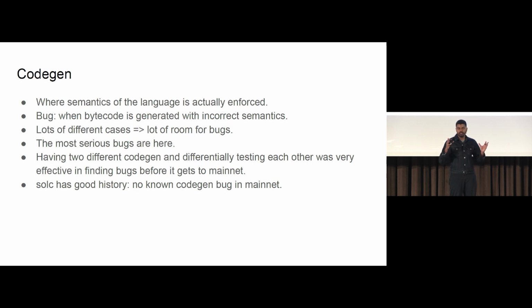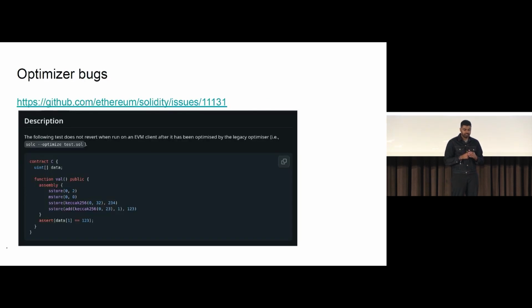So you can randomly generate Solidity code. You can execute them against an EVM environment and see if there is a difference in the semantics after the execution. And this is a very effective technique in finding a lot of the CodeGen bugs. And the last one is optimizer bugs.